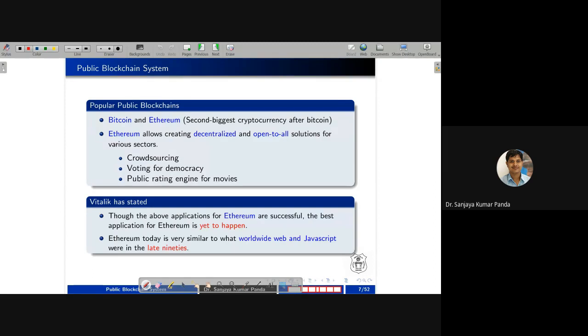So the founder of Ethereum mentioned that though the above applications, like crowdsourcing, voting, and a public rating engine for movies, are successful, right? Somehow it is successful. Like voting is not implemented in our country, but for other purposes also you can use this voting mechanism which is there in Ethereum, right? So the best application of Ethereum is yet to happen. The actual application of Ethereum is coming in the upcoming years, right?